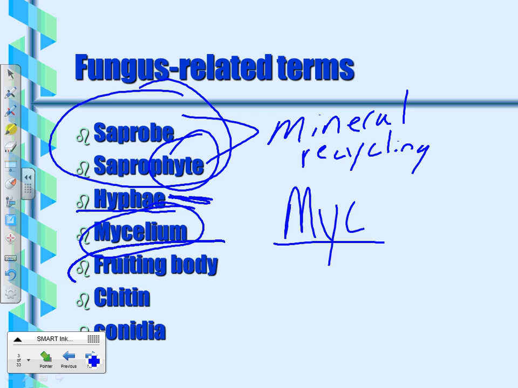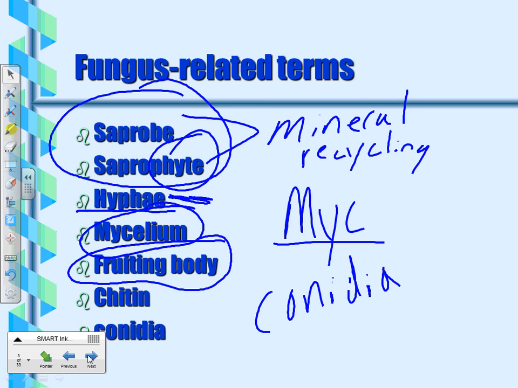A fruiting body, what's its function? Reproductive organ. It's a reproductive part of a fungus. We already talked about chitin. And this word down at the bottom that you may not be able to see very well, conidia. Those are spores made through what process? Asexual. Which in a fungus would mean what? In a eukaryote, what does asexual mean? What process? Mitosis. Made by mitosis, asexual.